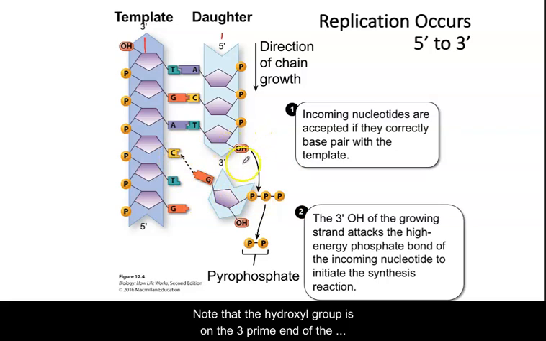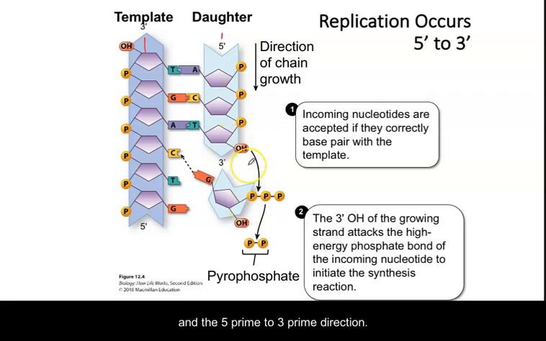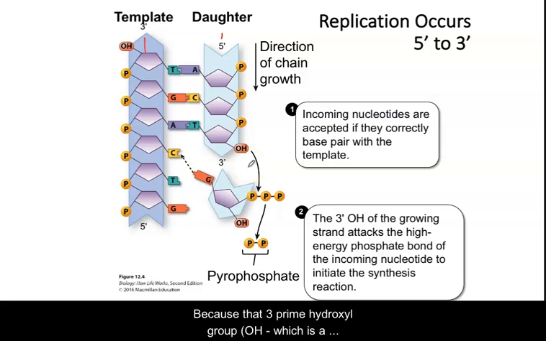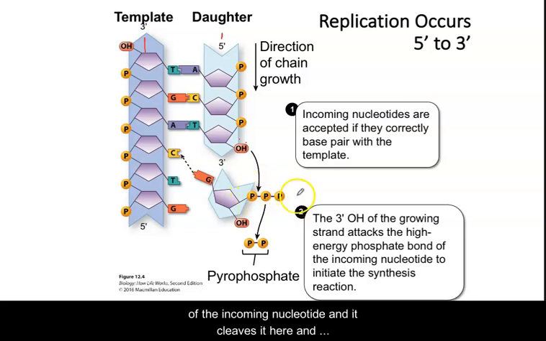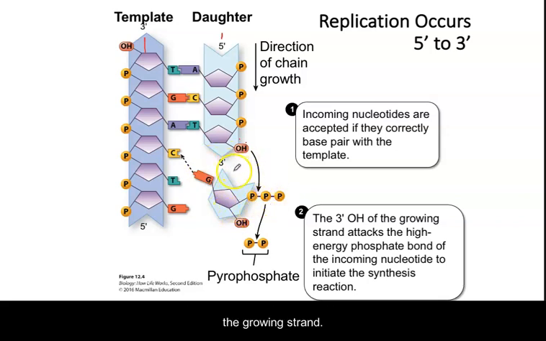Note that this hydroxyl group is on the 3' end of the growing DNA strand, and that's where the nucleotides are added onto, and that's why it only grows in the 5' to 3' direction. Because that 3' hydroxyl group, or this OH, of the growing strand attacks this high energy phosphate bond of the incoming nucleotide, and it cleaves it here and initiates the synthesis reaction to add on this nucleotide to the growing strand.